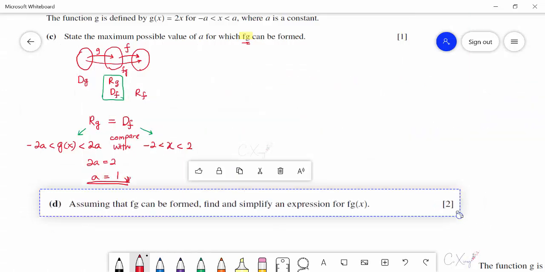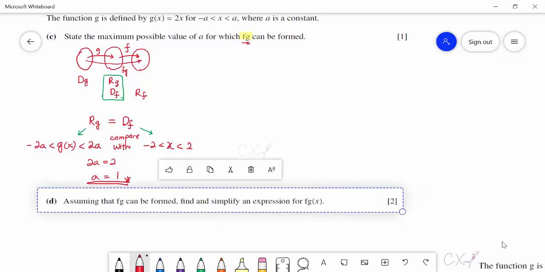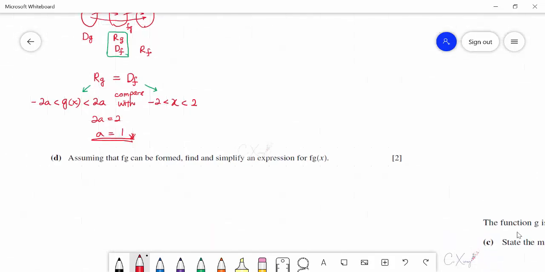For part number D, they want us to find the composite function f(g(x)). So the function f(g(x)) will be f and then g(x). That means first I need to substitute the function g(x), which is 2x. After that, I substitute the 2x into the function f. So negative x becomes negative 2x, over square root of 4 minus x squared, which becomes 4 minus (2x) squared.